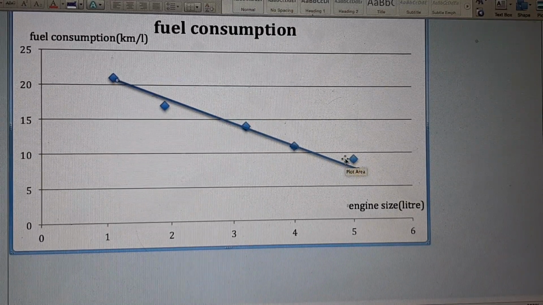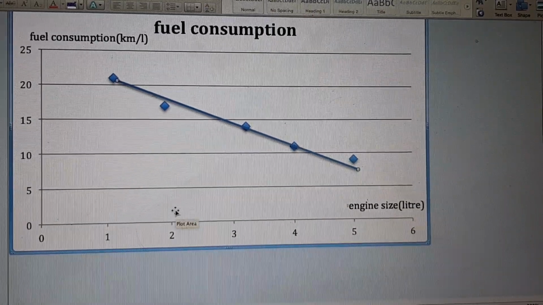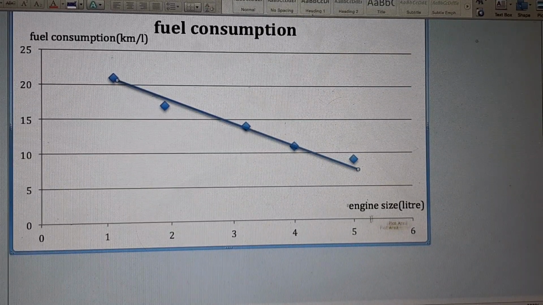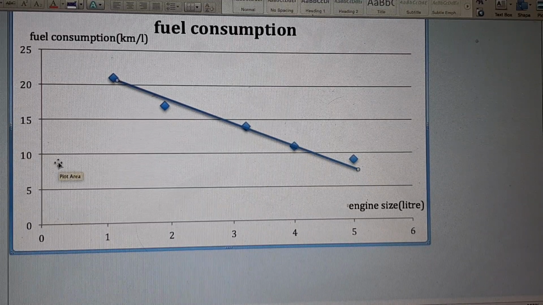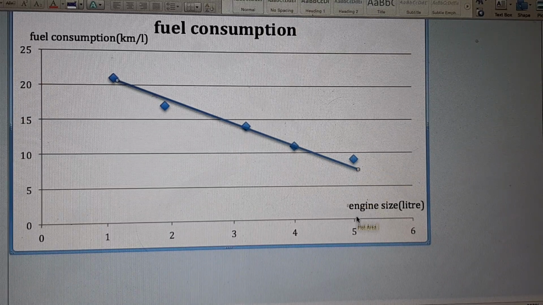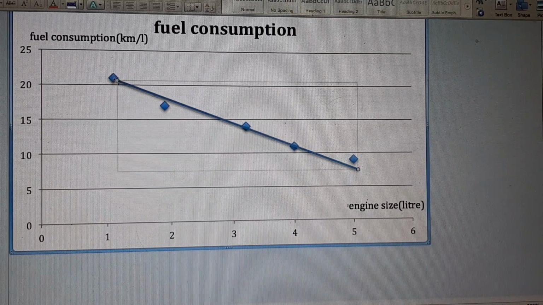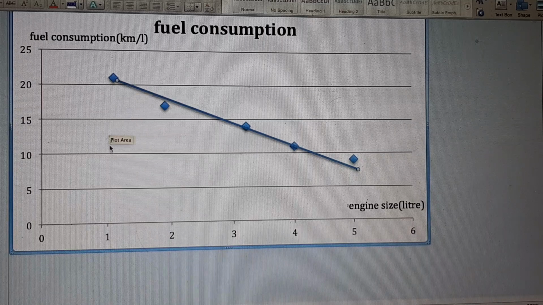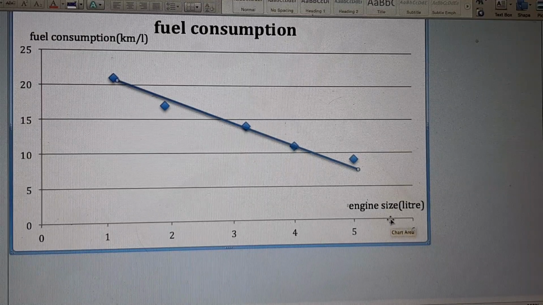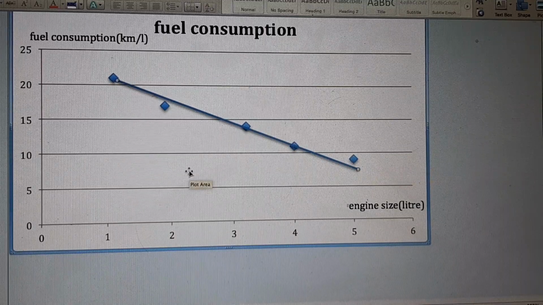Now this line shows a negative correlation, which means that as you move from left to right, engine size increases, 1, 2, 3, 4, 5. But when engine size increases, your fuel consumption decreases. For example, at this point, engine size is 5 while fuel consumption is 9. Whereas at this point, when engine size was less, 1.1, fuel consumption was almost 21. So engine size increased, and fuel consumption decreased from 21 to somewhere around 9 over here.